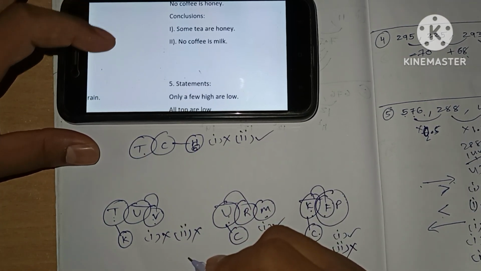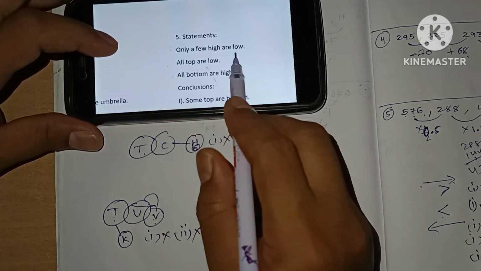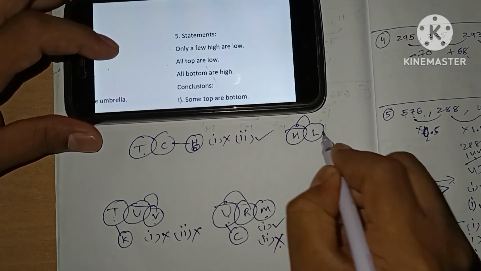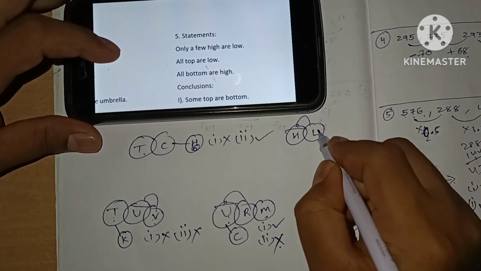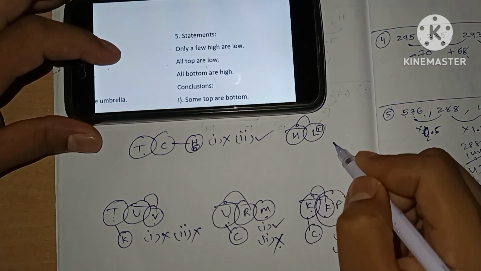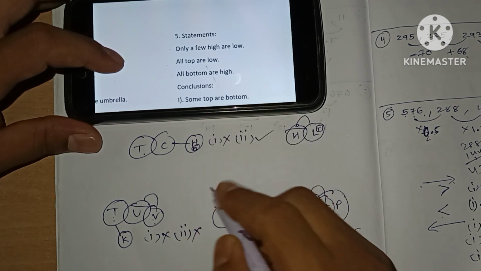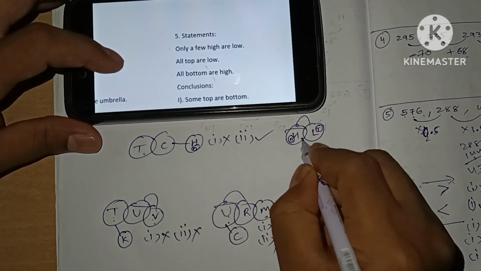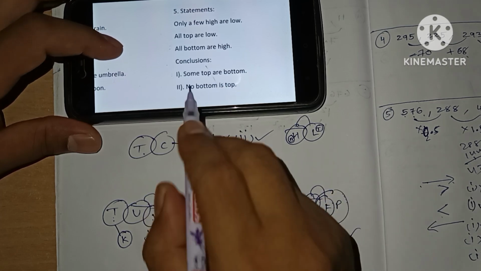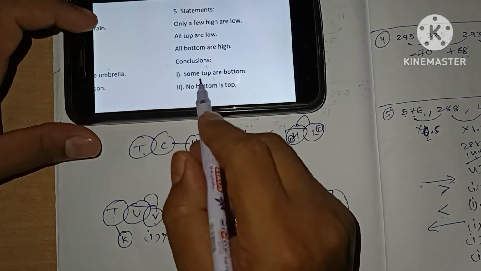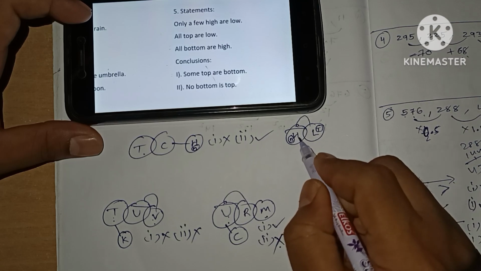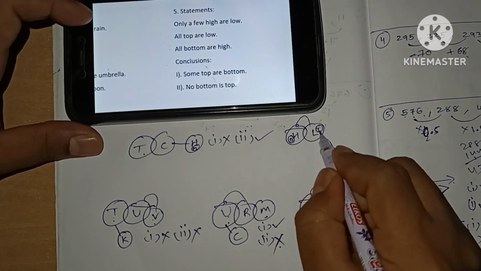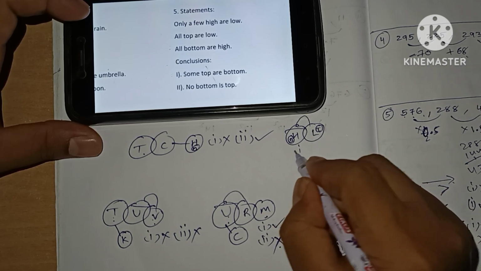Let's see question number 5. Only a few high are low. All top are low. So top is inside low. All bottom are high. All bottom are high means all bottom is inside high. Let's see conclusions. Some top are bottom. We need to check the direct conclusion, whether some part of top is sharing with the bottom. No, there is no direct relation between bottom and top in our basic Venn diagram. So the first conclusion will be false.